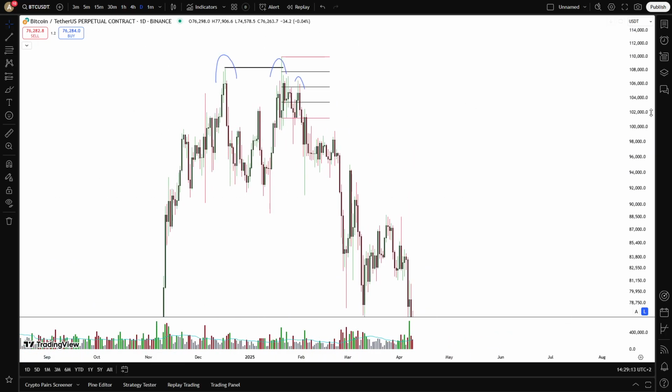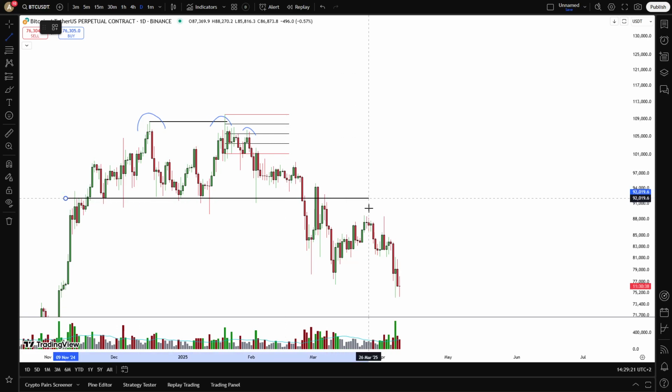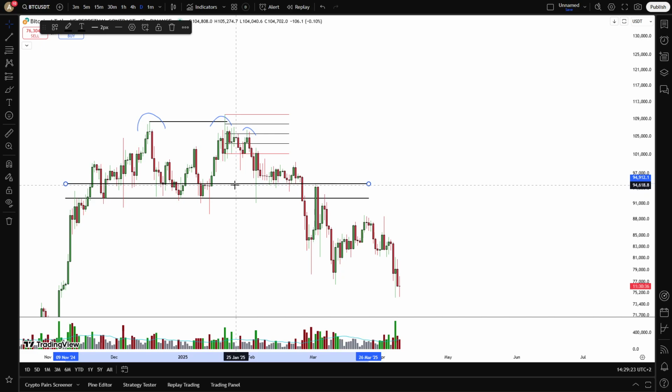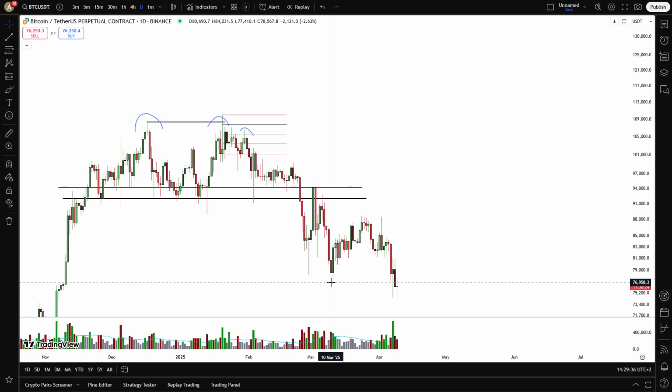Wow. Okay, it worked out. Because you had your neckline right there. So, this was your neckline. It's the bounce between the heads. And you get your clean retest.